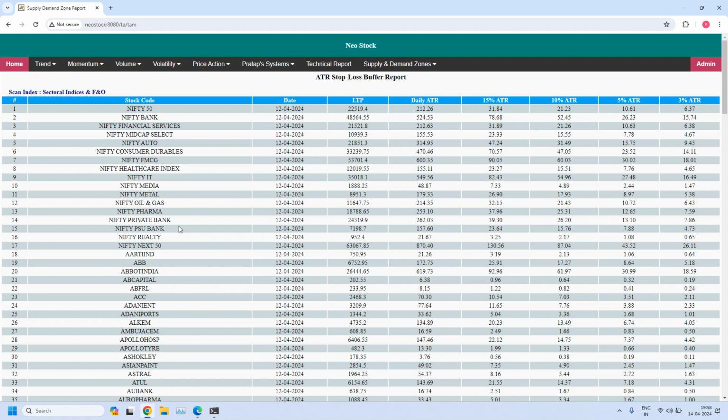So we have generated for F&O segments and sectorial indices, and equity stocks listed in F&O. See, the first 17 in this list are sectorial indices or a few Nifty indices also. Apart from that, the remaining are all equity stocks listed in the F&O segment. And 3% ATR you have to use for your hourly income trade, and 5% ATR you have to use for daily income trade.